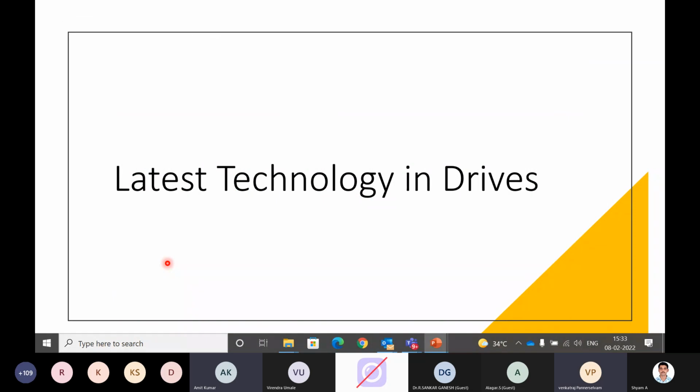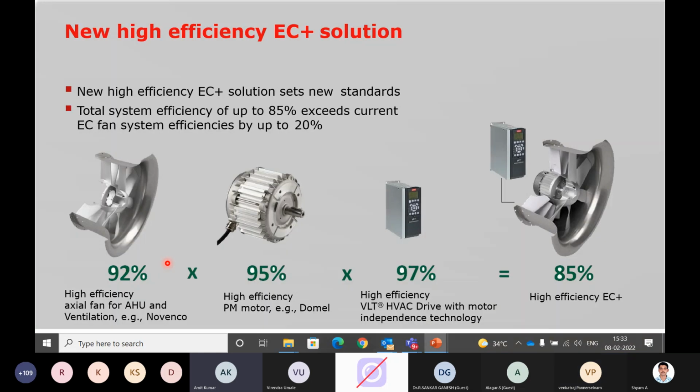Okay. We'll see some of the latest technologies available in the drives. First and foremost, we all know the industries are going with high energy efficient motors and also fans. Many people know the latest trend is the plug fan, which people call EC fan. An EC fan is a complete module where you find motor, fan, and controller built in. That is the latest trend available in the market.